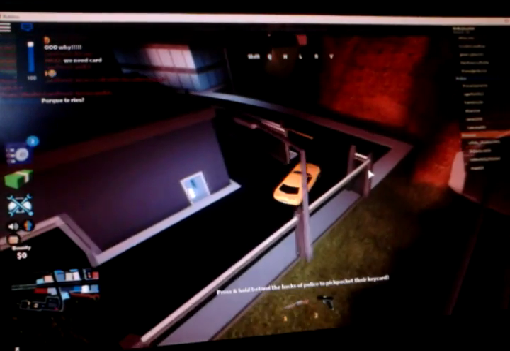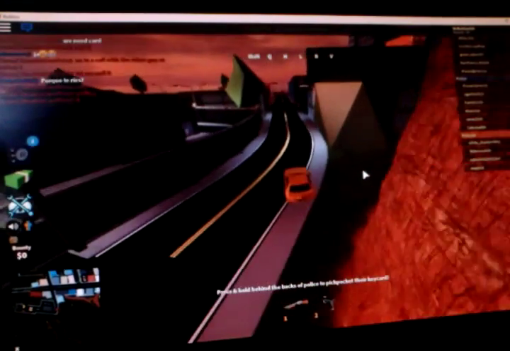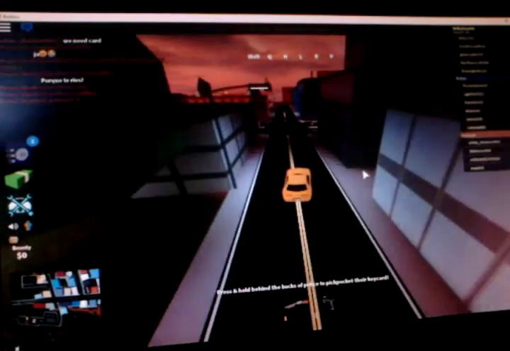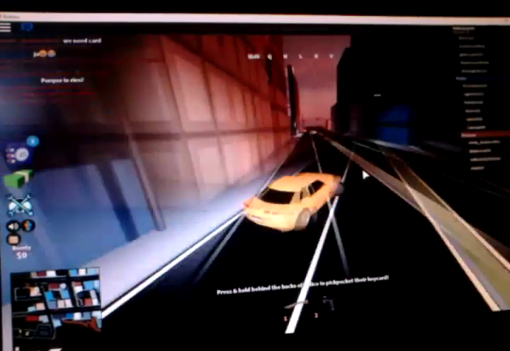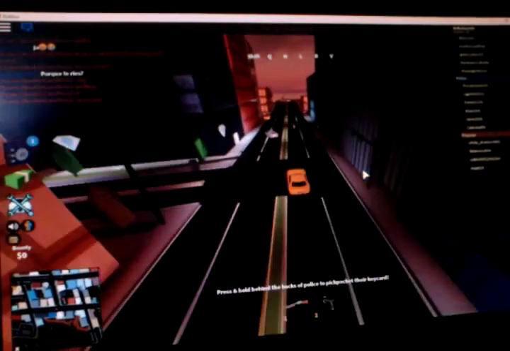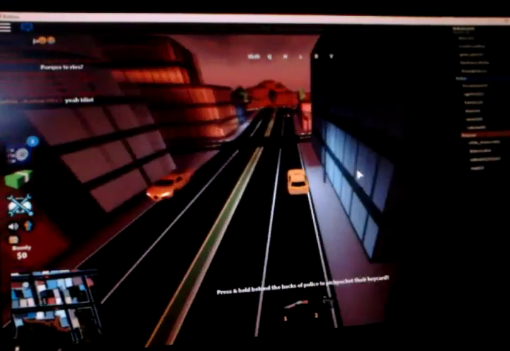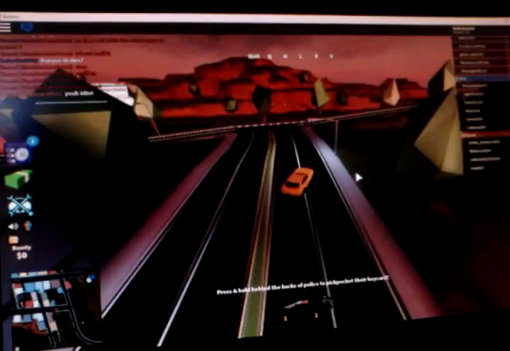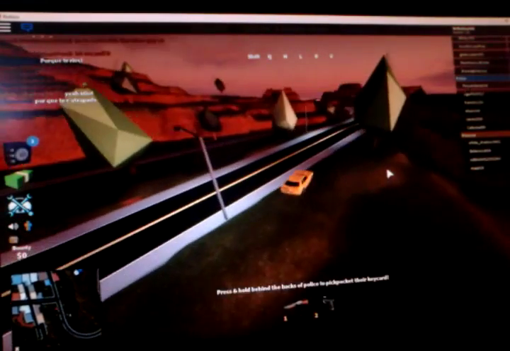Alright, so apparently there's a robbery going on. I think it's a museum. Let's go check out the museum. Alright, so there's also a jewelry robbery going on, I think. Alright, so we're gonna go over to the museum. I'm going to show you guys how to successfully rob it.